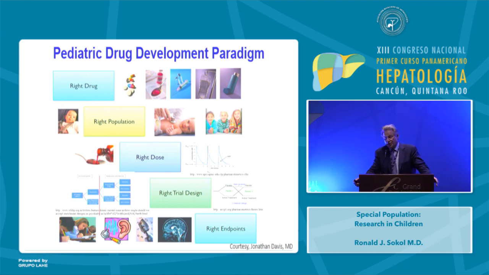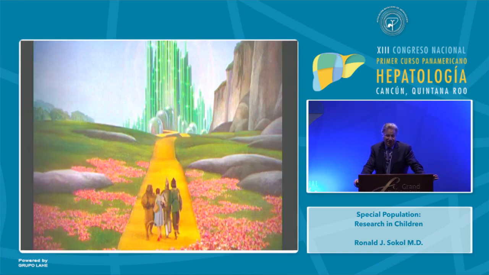So in pediatrics, our goal, particularly for rare diseases, and again, almost all pediatric liver diseases, except for NAFLD, are rare diseases, is to really find the right drug, to treat the right population, get the dose correct, the right formulation. We have to look at trial designs. Ray did a great job of using large databases for trial design in pediatric hepatology. That's a real challenge. And then finally, the correct endpoints for the clinical trial.